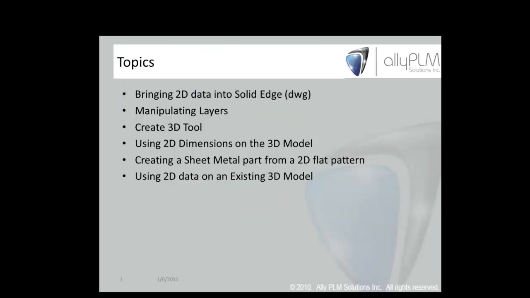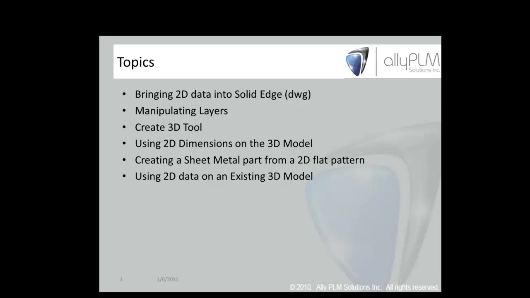So the topics for today's session: we're going to look at bringing 2D data into Solid Edge, whether that's a DWG file, a DXF, IGES, any 2D geometry format there. We're going to take a brief look at manipulating layers, how the layer structure comes across, and some of the tools we can use to help clean up our geometry as it comes in. We're going to look at the Create 3D tool, which we're going to use to get the 2D geometry in those dimensions into the 3D model.